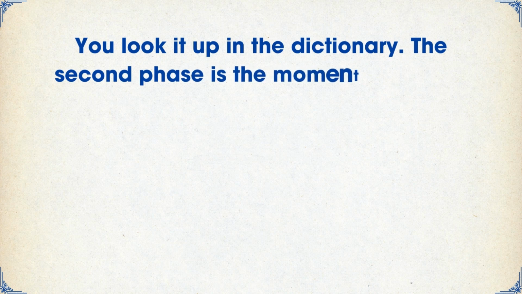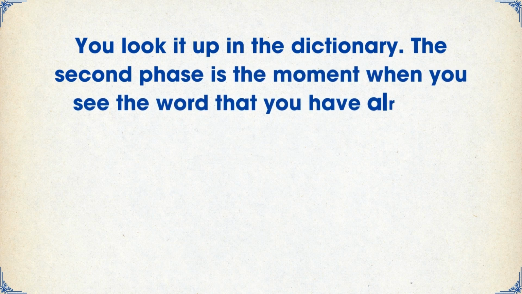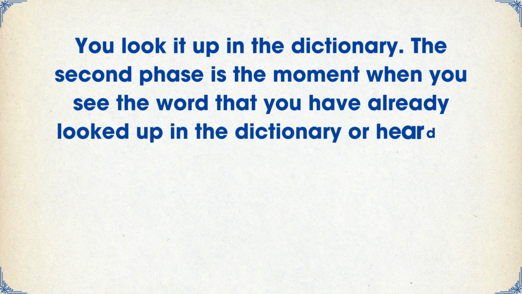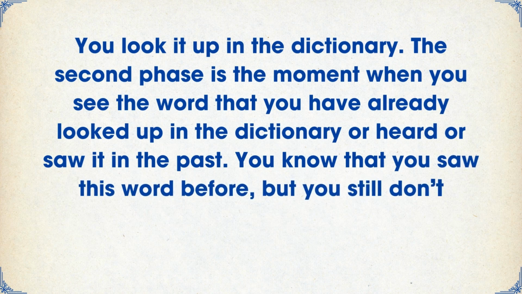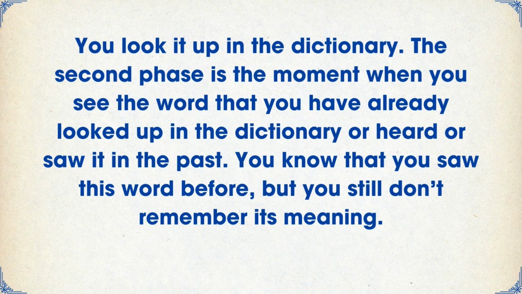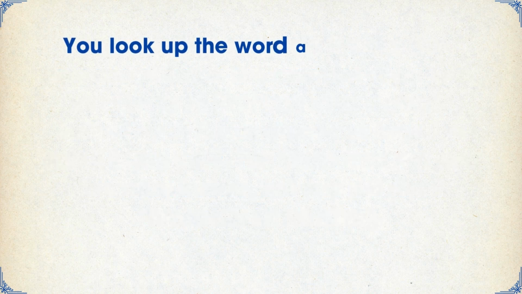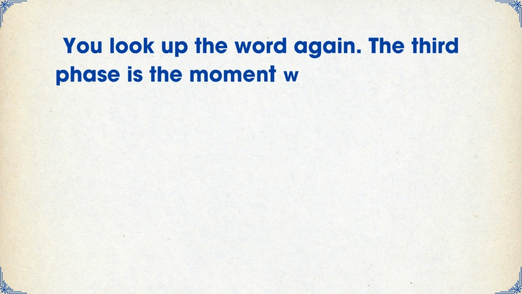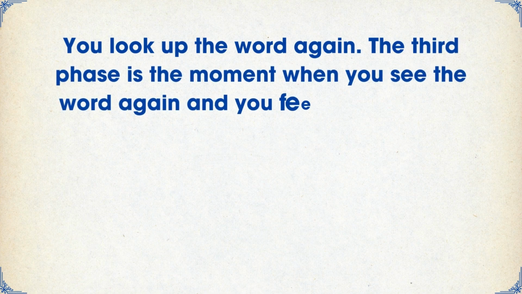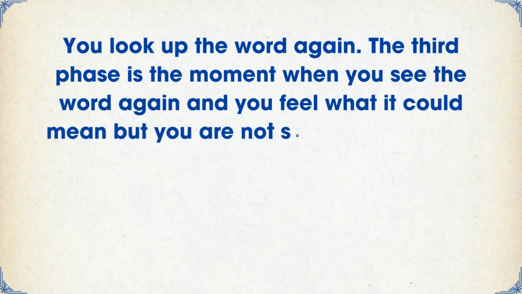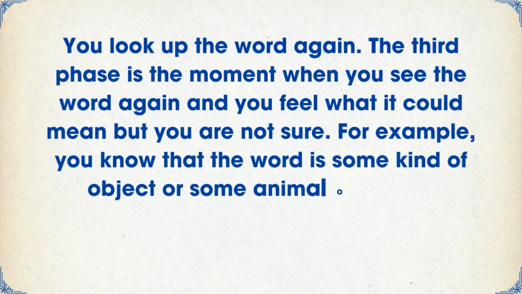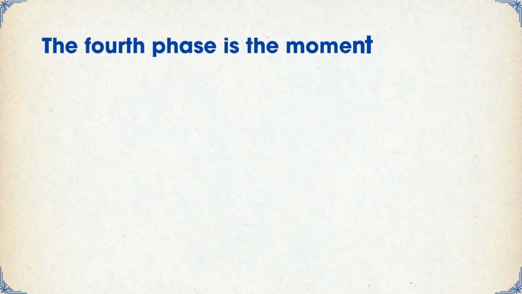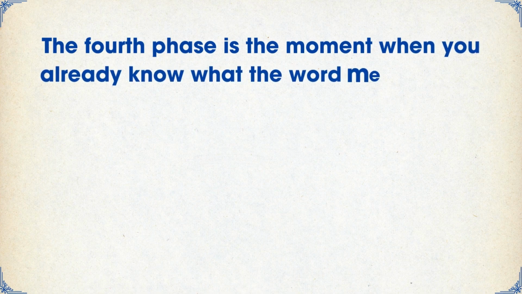The second phase is the moment when you see the word that you have already looked up in the dictionary or heard or saw it in the past. You know that you saw this word before, but you still don't remember its meaning. You look up the word again. The third phase is the moment when you see the word again and you feel what it could mean, but you are not sure. For example, you know that the word is some kind of object or some animal or a verb.